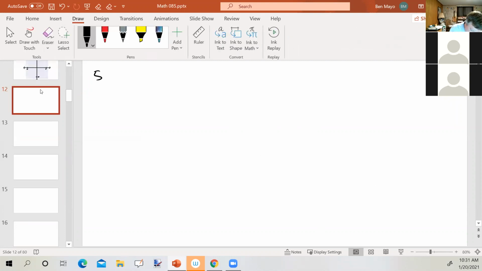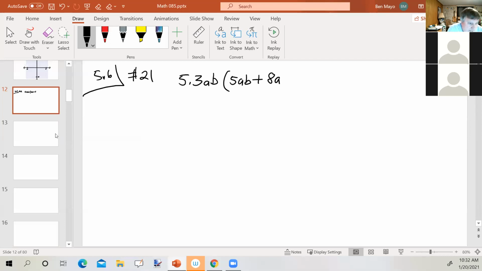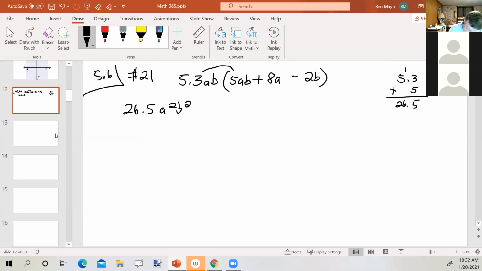And now let's come down here. This is actually from section 5.6, which is from a couple days ago, problem number 21. It says, multiply, simplify your answer completely. And what we have is 5.3 AB times the quantity 5AB plus 8A minus 2B. So we're going to distribute. We're going to take 5.3 AB times 5AB. First of all, 5.3 times 5 is 26.5, A squared B squared, because you've got A squared and B squared.